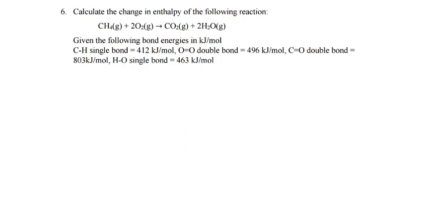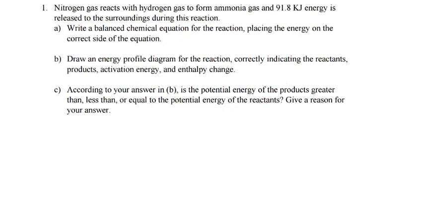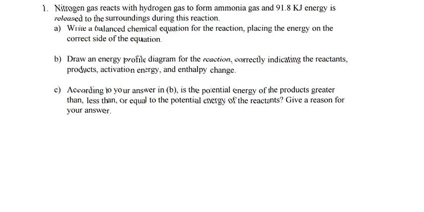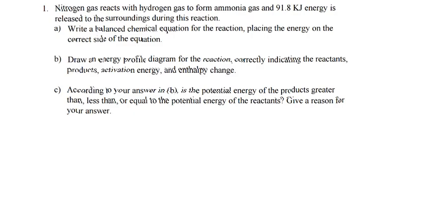Okay, so let's start. Question 1, nitrogen gas reacts with hydrogen gas to form ammonia gas, and 91.87 kilojoules of energy is released to the surroundings during this reaction. A says write the balanced chemical equation for the reaction, placing the energy on the correct side of the equation. B, draw an energy profile diagram for the reaction indicating the reactants, products, activation energy, and enthalpy change. C, according to your answer in B, is the potential energy greater for the products or less than the potential energy of the reactants? Give a reason for your answer. So we'll start over from question 1.